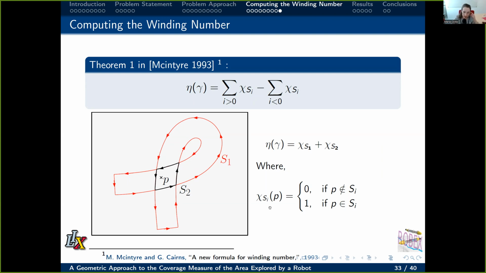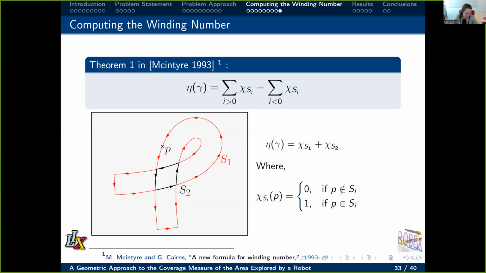And the characteristic function of a set at a point P is 0 if P doesn't belong to the set Si, and 1 if P belongs to the set Si. So here, if we take P here in this example, it belongs to the two sets, so it has a winding number of plus 2. Here, P only belongs to S1, so it has a winding number of 1.